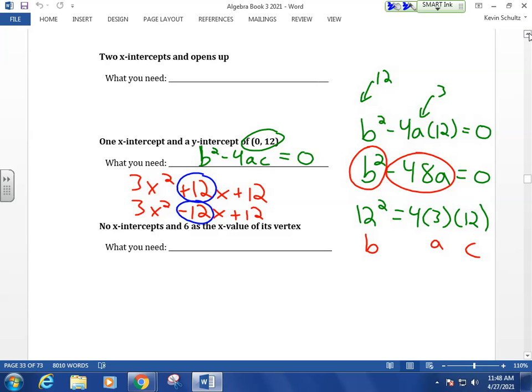So I expect us spending some time on correcting this one tomorrow. If you can't figure out the equation, I'll forgive you for that, but don't come in tomorrow with a blank page or a couple not finished saying, I didn't get how to do it. At the very least, I need you to fill out this section here, the what do you need? What gives you 2 x-intercepts and what tells you whether it opens up? So you can't get the equation, okay, but at the very least, you need to tell me what you need to make these things happen. What do you need for no x-intercepts and 6 as the x value of the vertex?